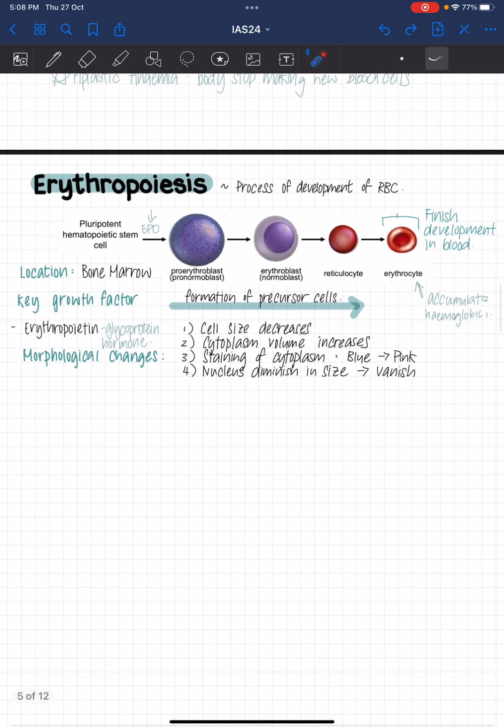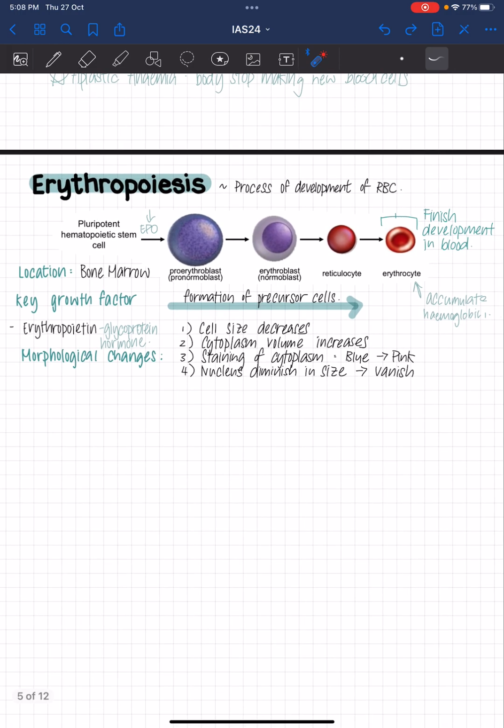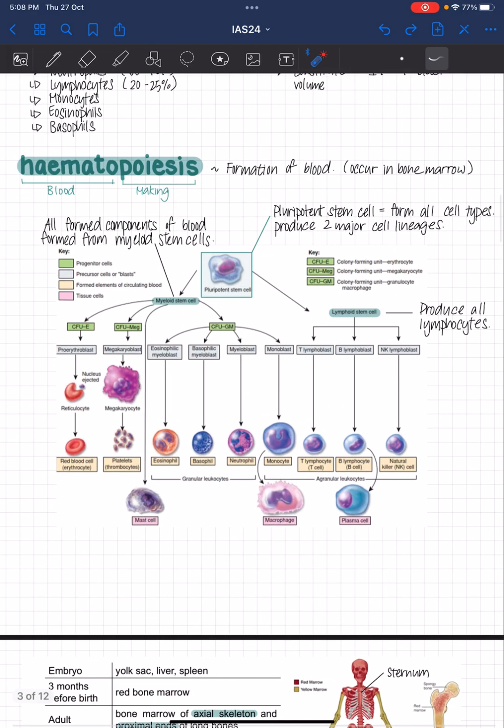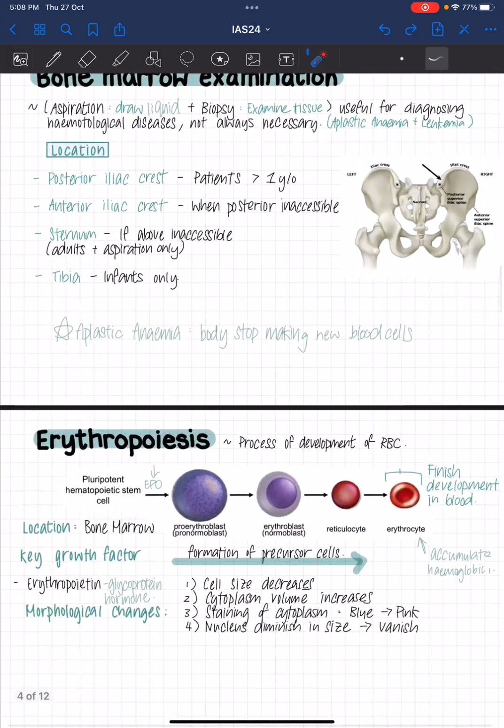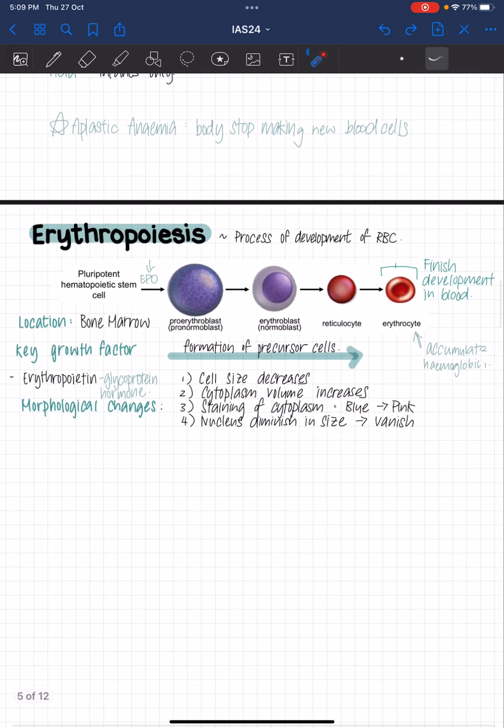So moving on, erythropoiesis. Erythro is red blood cell, poiesis is making: the development of red blood cells. You start with a pluripotent haematopoietic stem cell, as we saw here. And then there is a growth factor that you have to memorize. It's called erythropoietin, and it's a glycoprotein hormone which regulates the formation and development of red blood cells.